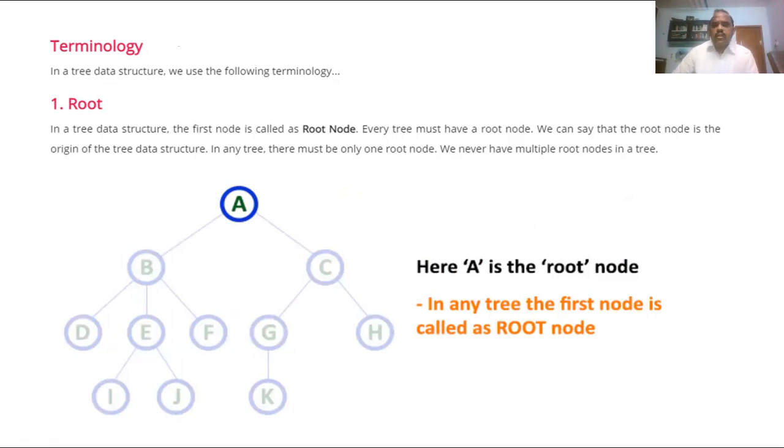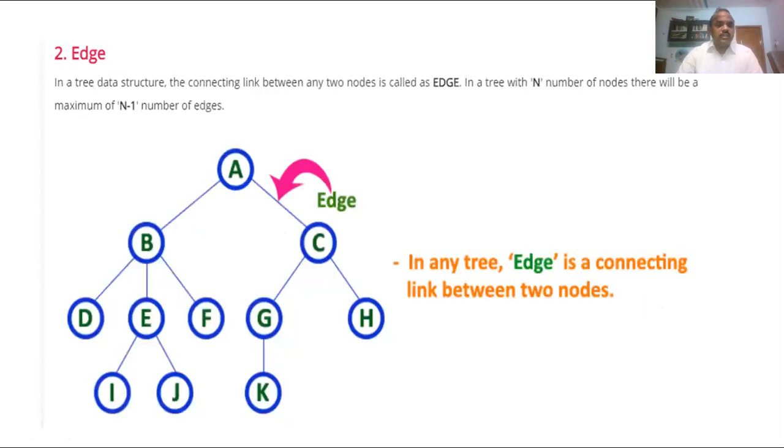In any tree, there must be only one root node. We never have multiple root nodes in a tree. Clear? Only one root node. Here A is the root node. In any tree, the first node is called the root node.